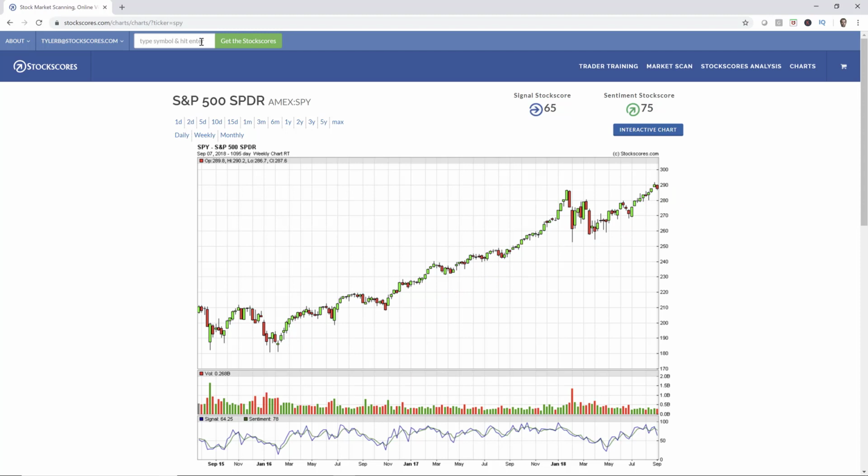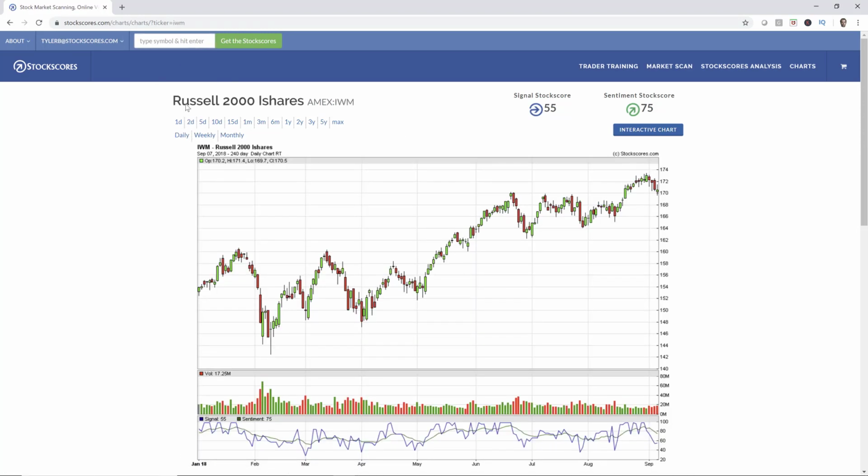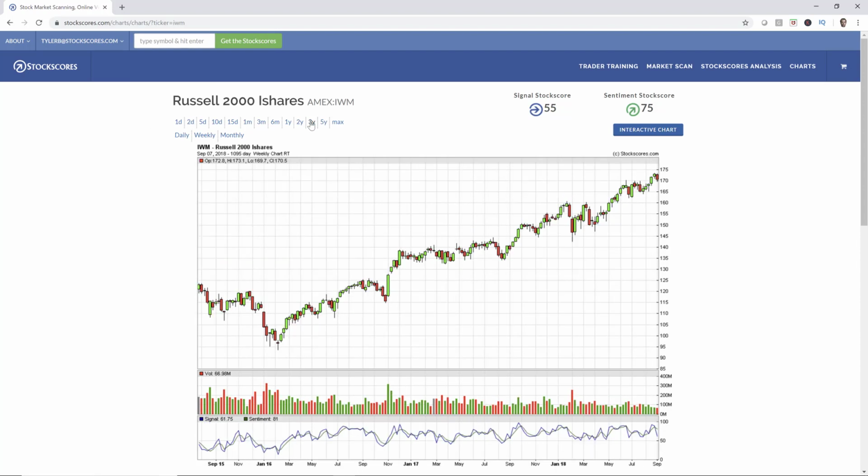Let's take a look at the chart of the Russell 2000 IWM just to get a sense of where the small caps are. I'm going to make this a 3-year chart. And there again you see that the upward trend is certainly well in place, and even the steeper upward trend is in place. And so much the same comment as I had on the S&P 500. The buyers are in control.